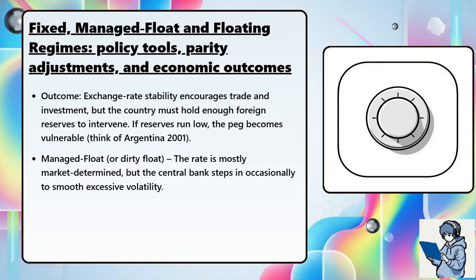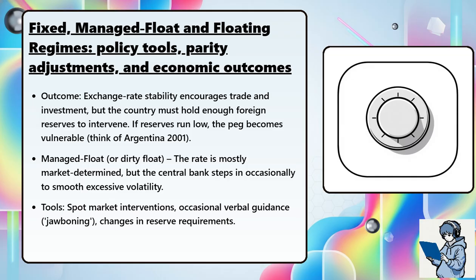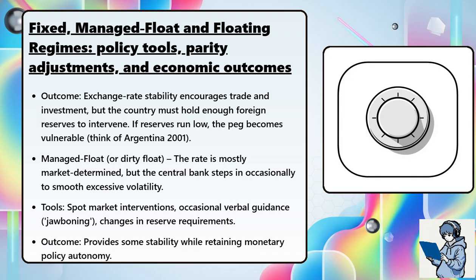The rate is mostly market determined, but the central bank steps in occasionally to smooth excessive volatility. Tools are spot market interventions, occasional verbal guidance, jobbing, and changes in reserve requirements. Outcome: provides some stability while retaining monetary policy autonomy.